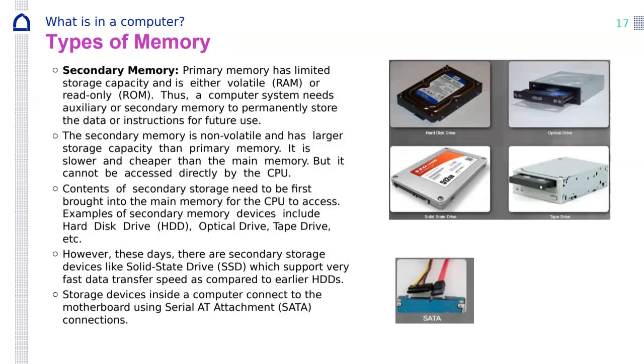Contents of secondary storage need to be first brought into the main memory for the CPU to access. Examples of secondary memory are hard disk, optical drive, tape drive. You know optical drive, the DVD. However, these days, there are secondary storage devices such as SSD and memory cards. They can be used as hard disks, which support very fast data transfer speed.